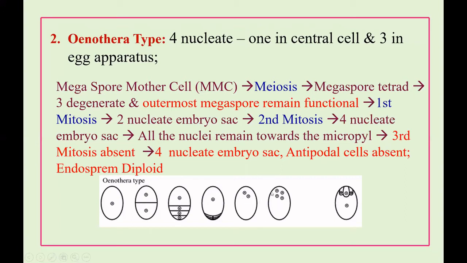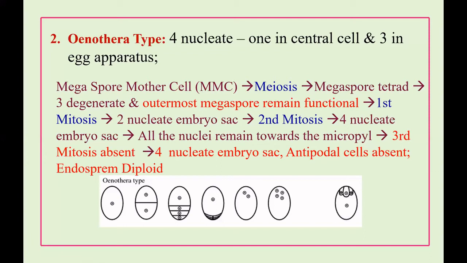It gives rise to 4 nuclei, but the third mitotic division is absent here. That's why instead of producing 8, it consists of only 4 nuclei. Out of these 4 nuclei, 1 nucleus comes to the center, and the 3 nuclei remain at the micropylar end. And out of the 3, 1 will develop into the egg, and the other 2 develop into synergids. So here antipodal cells are totally absent.